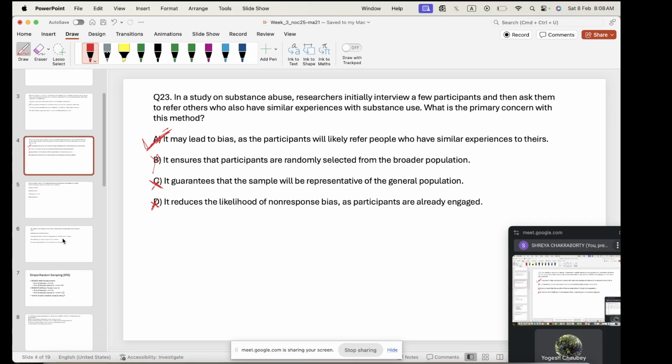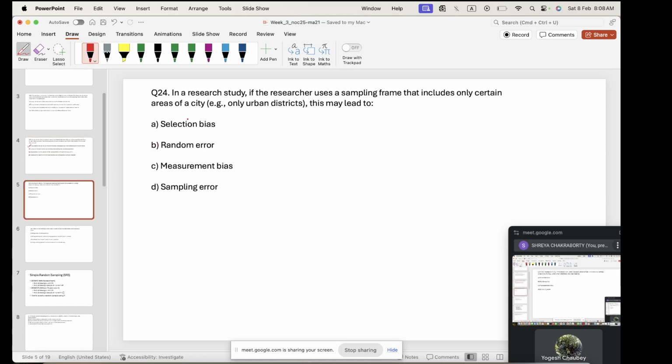All right, moving on. In a research study, if the researcher uses a sampling frame that includes only certain areas of a city, this may lead to, so this will lead to a selection bias.